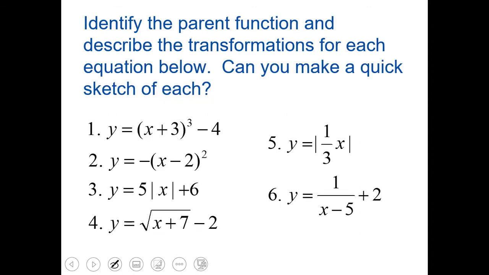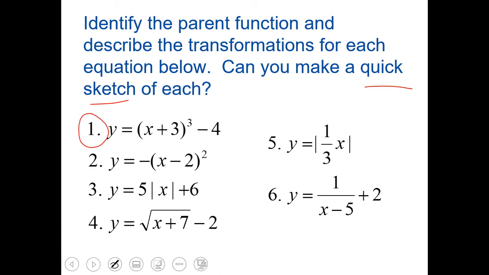We're not going to do every single one of these, but these are questions you should kind of be able to identify for yourself. We went over the parent functions last time. So based on these 6 examples, could you, 1, tell me what the parent function is? 2, describe the transformations in words. And then could you make a quick sketch of each? When I say a quick sketch, it means I really only need to see 1 or 2 points. I don't need you to be precise.